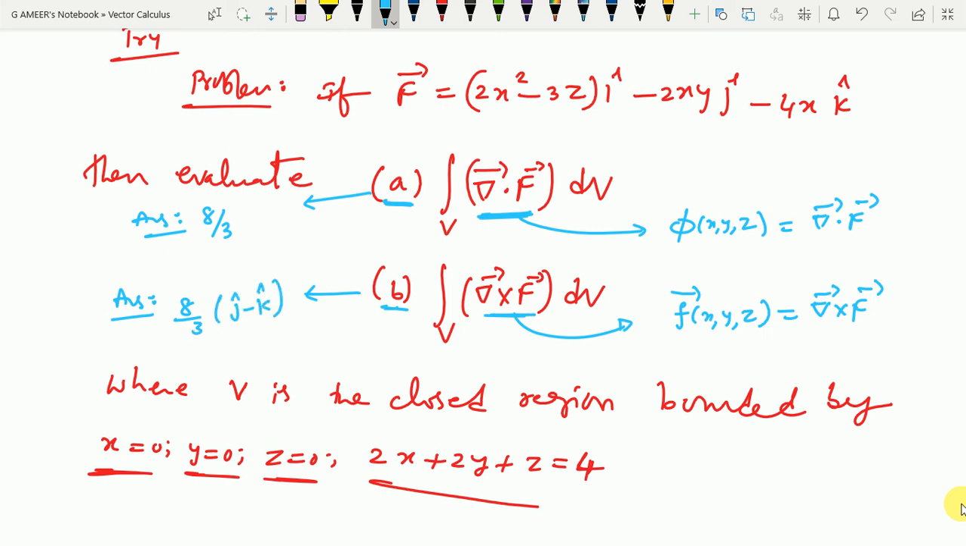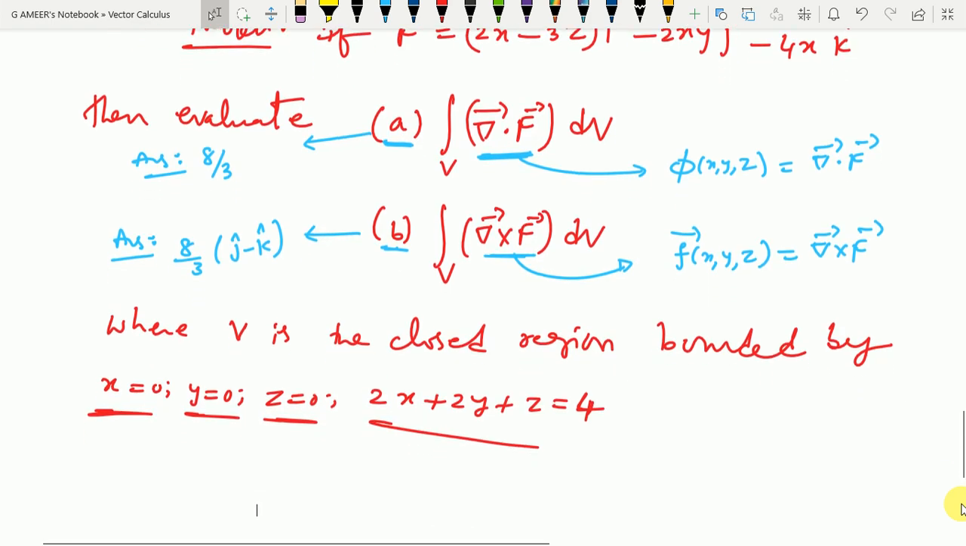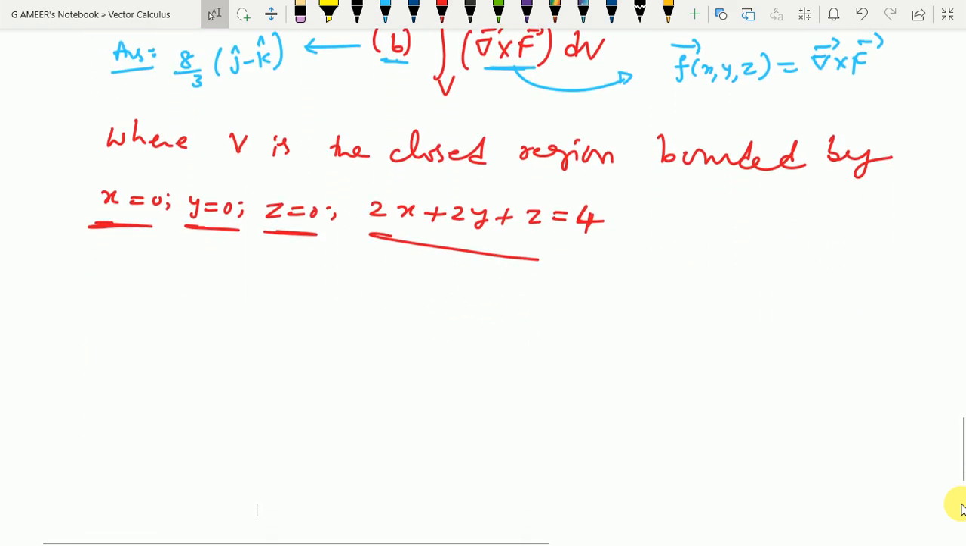Okay, fine. I hope you tried this. If not done, then I'll help you. This problem is exactly like the previous problem. The lower limits are given: x equal to 0, y equal to 0, and z equal to 0. Then we need to decide the upper limits. If you want, I will give the limits also. Let us take the limits of this problem.